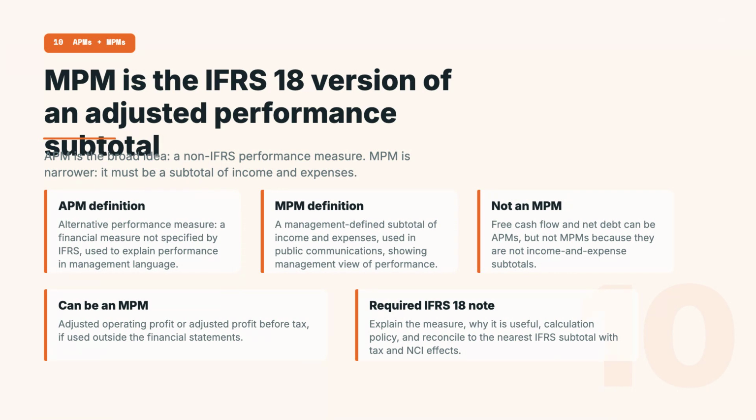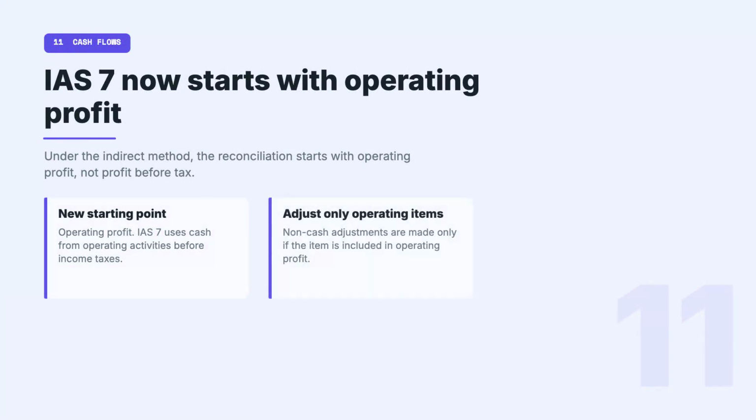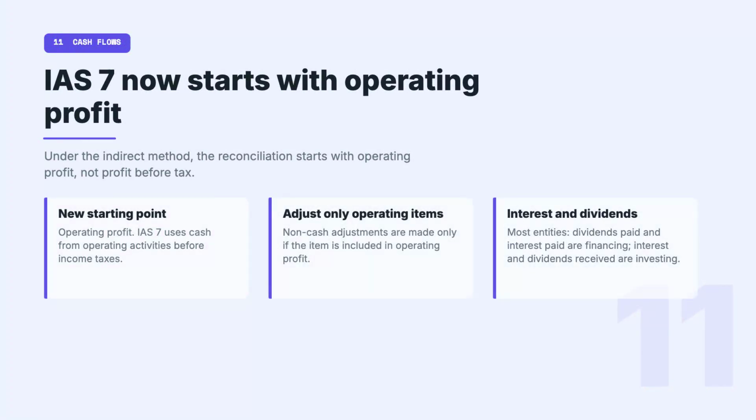In an SBR answer, do not just say "disclose the MPM." Say what the note must contain and use the measure from the scenario. IFRS 18 also caused changes to IAS 7. Under the indirect method, the operating cash flow reconciliation now starts with operating profit. It no longer starts with profit before tax. IAS 7 also uses the label "cash from operating activities before income taxes," rather than "cash generated from operations."